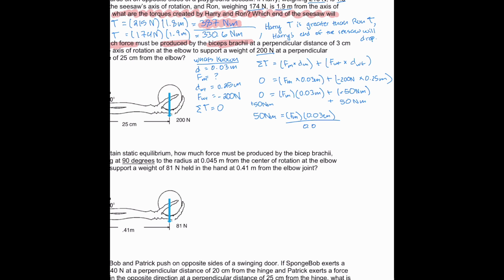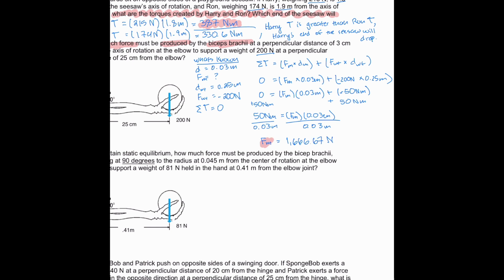Remember, the end goal is to get the force of the muscle by itself to find the answer. Once we plug into our calculator, 50 newton meters over 0.03 meters gives us a final answer: the force being produced at the muscle, aka the biceps brachii, would be 1,666.67 newtons.